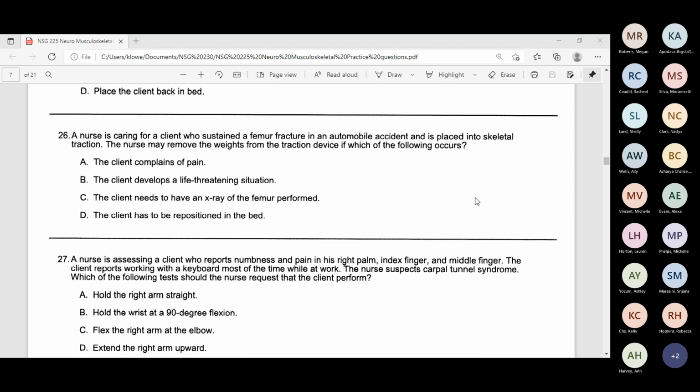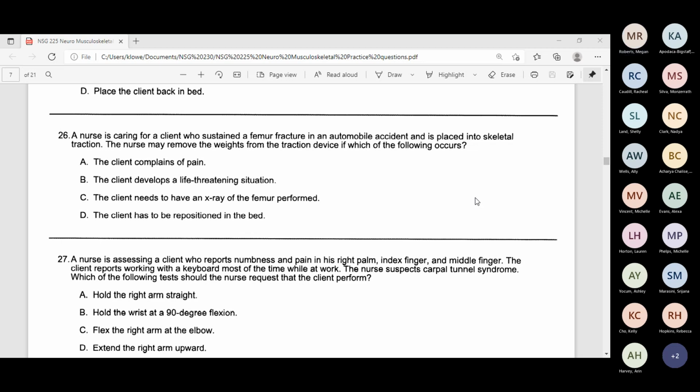A nurse is caring for a client who sustained a femur fracture in an automobile accident and is placed in skeletal traction. The nurse may remove the weights from the traction device if which of the following occurs? What do you think would trump? A life-threatening situation. Yeah.